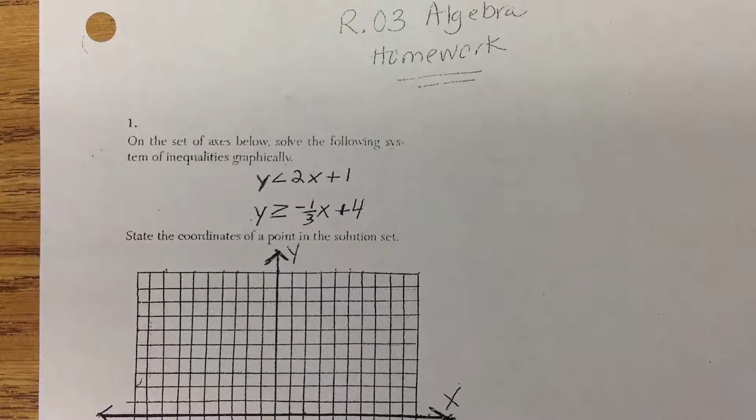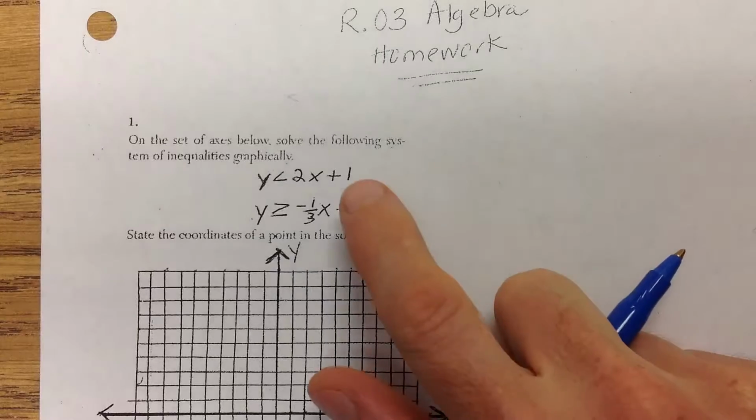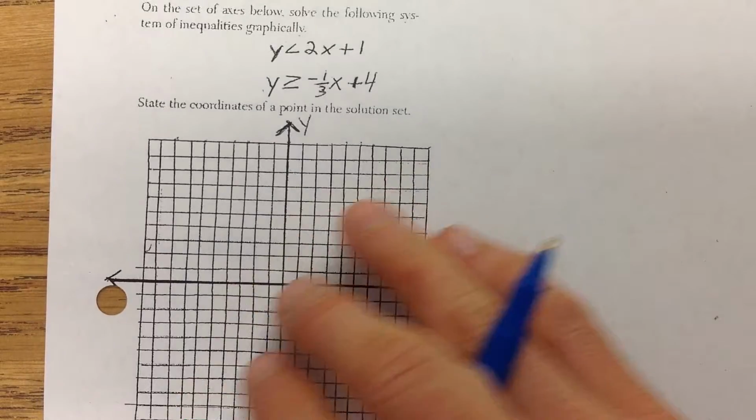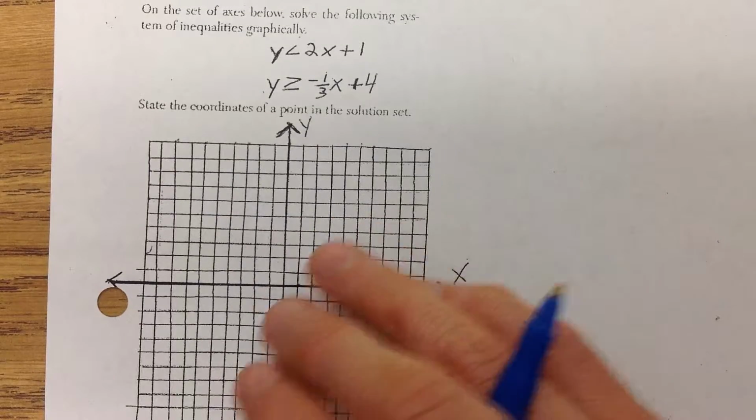All right, so let's take a look at number 1. On the set of axes below, solve the following system of inequalities graphically. State the coordinates of a point in the solution set. All right, so effectively what this means is we're going to graph both of these inequalities and do it all on one grid and kind of see where they overlap.